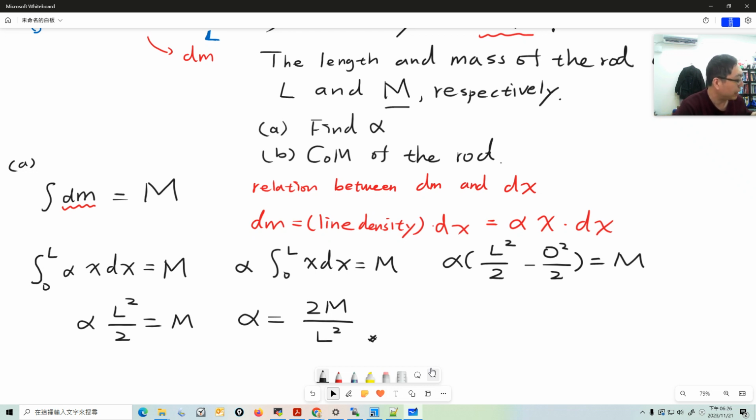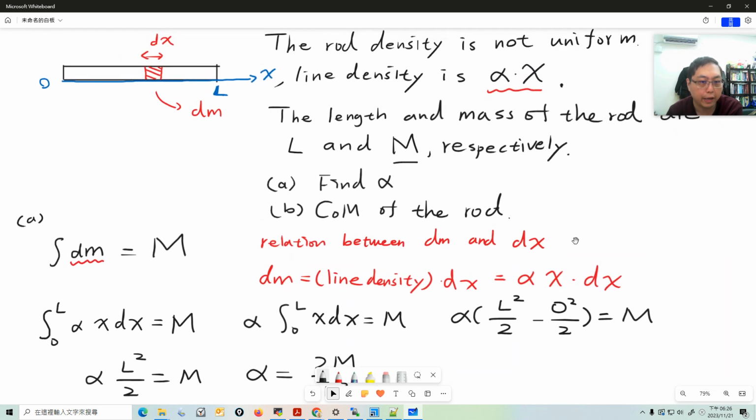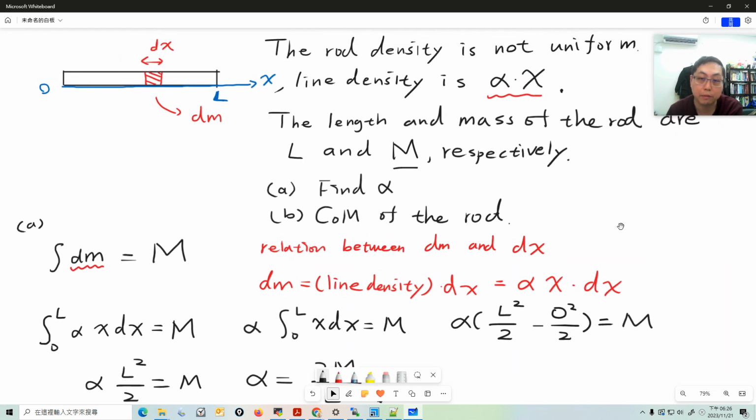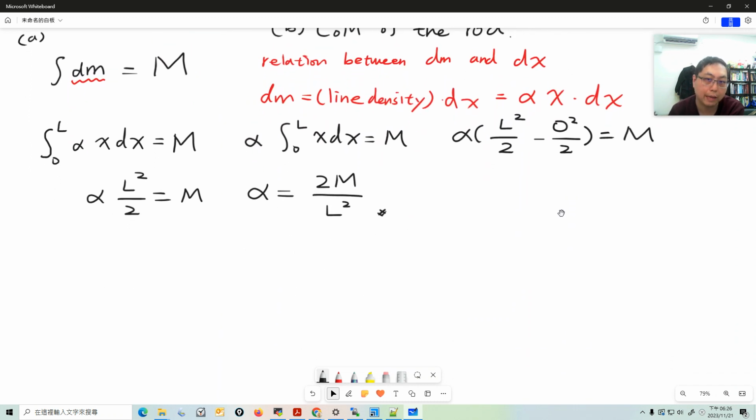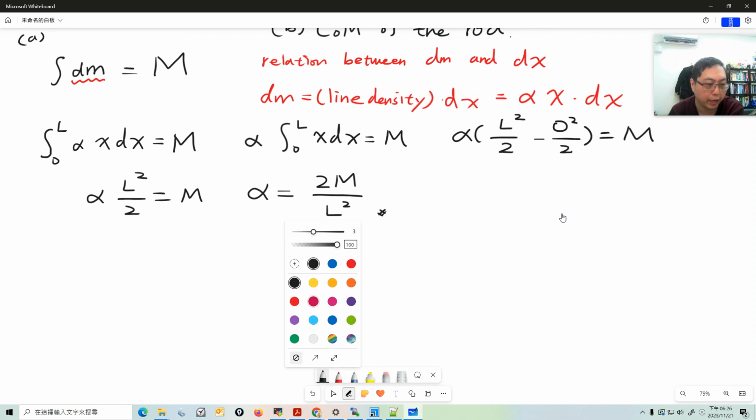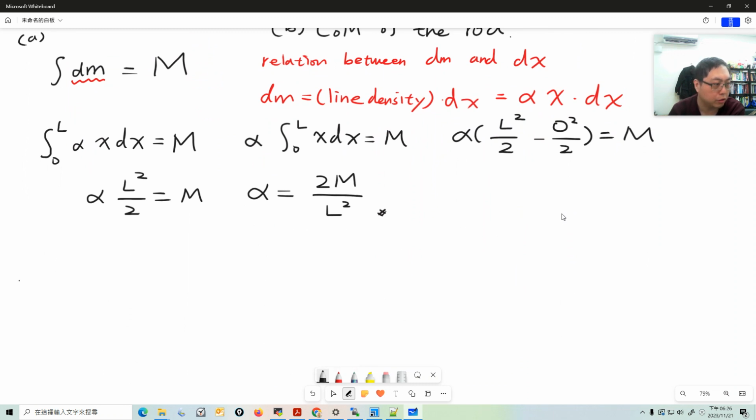Yeah, 2M over L squared. Okay, that's true. And the second question: what's the center of mass of the rod? For center of mass, remember that it's a one-dimensional problem, and it's also a continuous system.